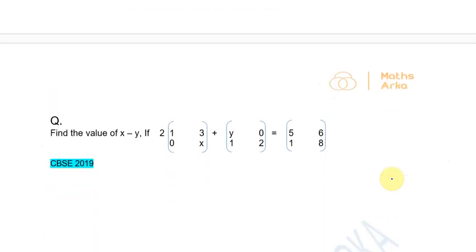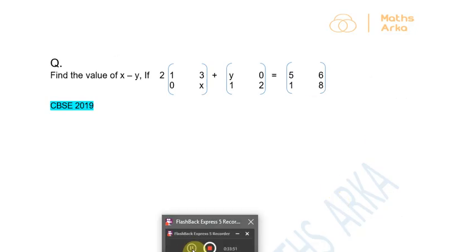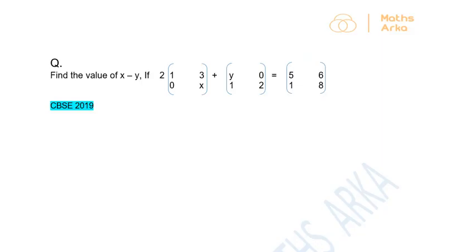Okay, so we have one more question before we move forward. So we'll be looking into this question now. The question that we have found here is of CBSE board 2019. It has come in the board exam of class 12. It says: find the value of x minus y if 2 times this matrix containing x plus this matrix containing y is equal to this.